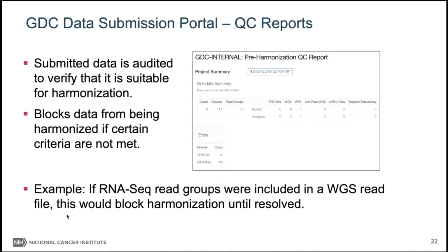So for example, if read groups that belonged to RNA-seq, or at least were marked that way, were included in a whole genome sequencing read file, this would block harmonization until resolved because our bioinformatics pipelines wouldn't know what to do with this, and that would cause a lot of unnecessary trouble. So this blocks that sort of thing until this could be fixed, and then everything is unblocked and the data would be harmonized right after that.